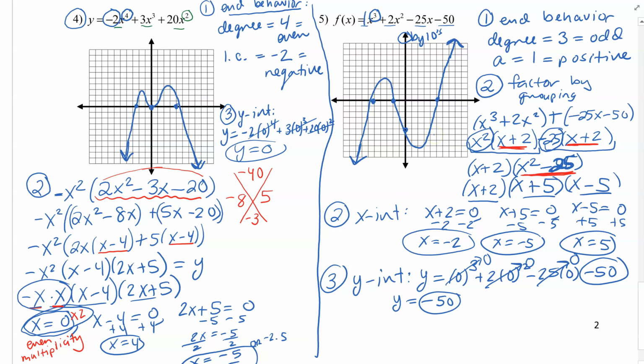Anyhow, these are the tools we use, right? End behavior, x-intercepts, y-intercepts. And we can get some pretty decent sketches of some pretty complicated graphs. So you've got some pretty powerful tools at your disposal now.